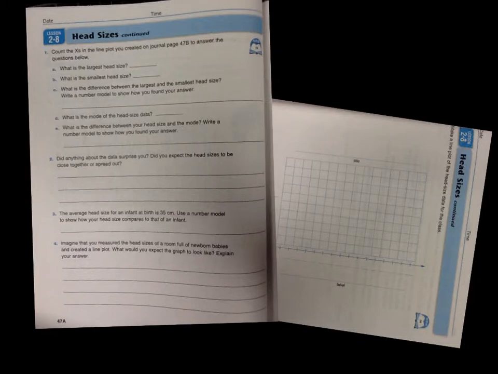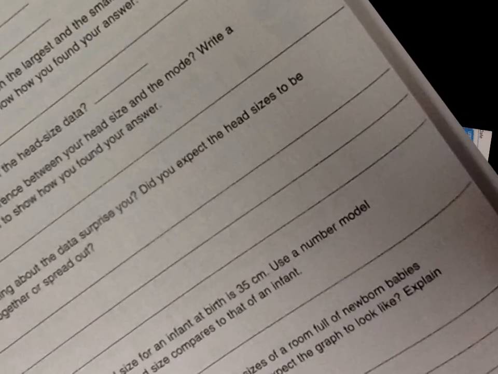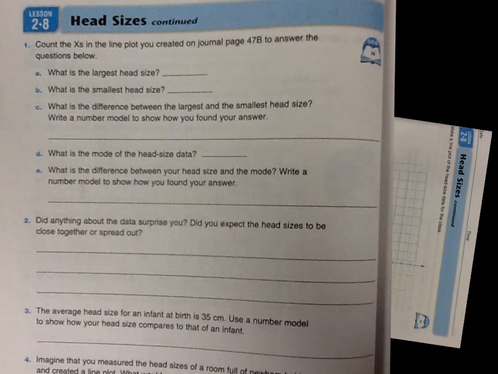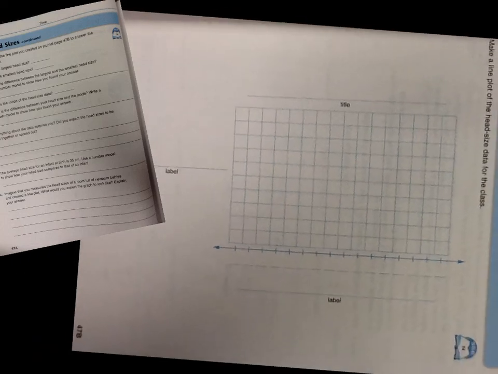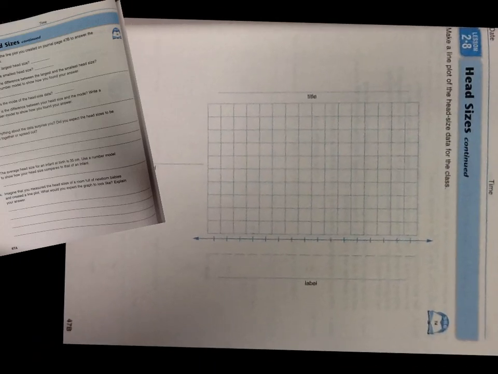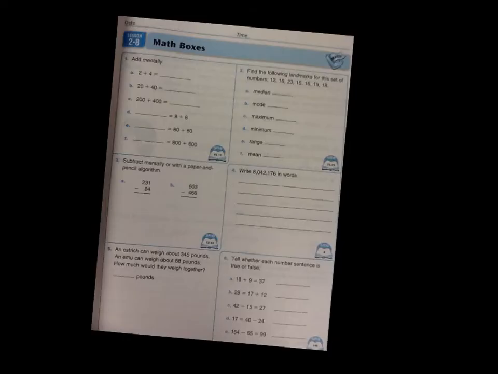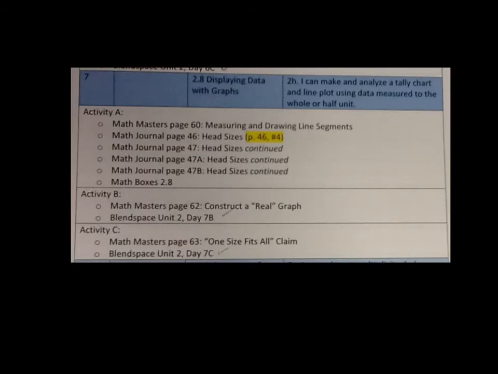During class today, then, you're going to use the data that we already have to finish page 47A, right here, answering the questions, and also by using 47B. 47B, you're going to be making a line plot of the data we just did, and then you're going to answer the question. After that, you're finishing math boxes. And then finally today, right now, you need to mark off that you already did this first one, Math Masters. You did the Math Journal, page 46, and you need to finish page 47. You're almost done. 47A is the line plot, 47B is asking questions about the line plot, and then math boxes. Your teacher will be checking page 46, number 4, then you may go on to B or C.